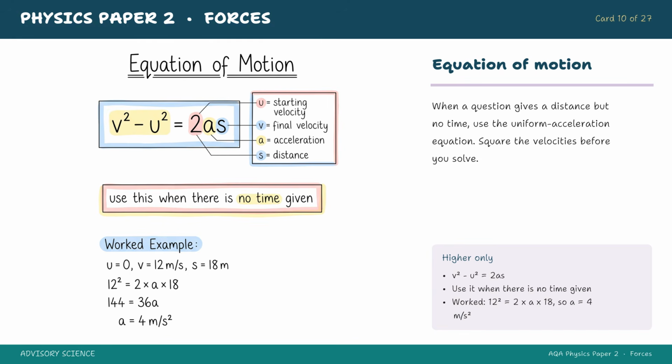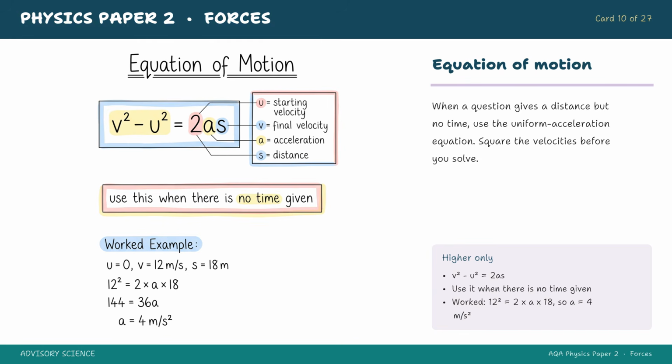Here, u is the initial velocity, v is the final velocity, a is the acceleration, and s is the distance travelled. This is the equation to use when the question gives you a distance but doesn't give you the time. When a time is missing, this is usually the equation that you need.